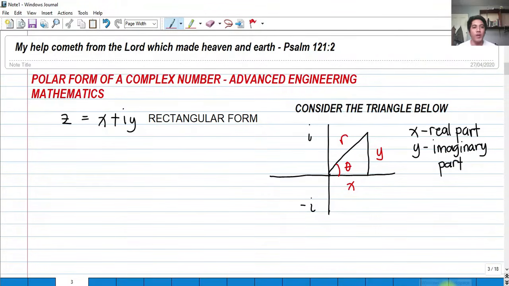So for today, we're going to talk about the polar form of a complex number, and this is still a part of our Advanced Engineering Mathematics lecture.